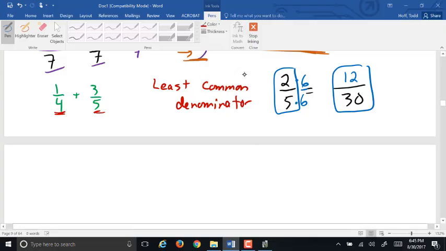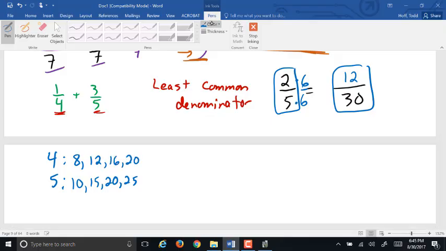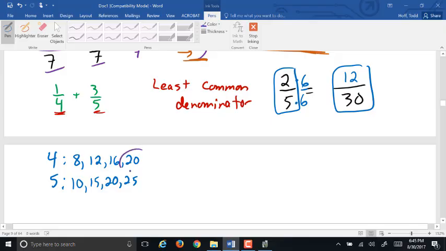Another method that can be used for finding a common denominator is to make a list. I've got my two denominators of 4 and 5. If I count up by fives, that'd be 5, 10, 15, 20, 25, and so on, right? If I count up by fours, that'd be 4, 8, 12, 16, and 20. So the first one that is in both lists is the 20. So in this case, the 20 is the least common denominator.